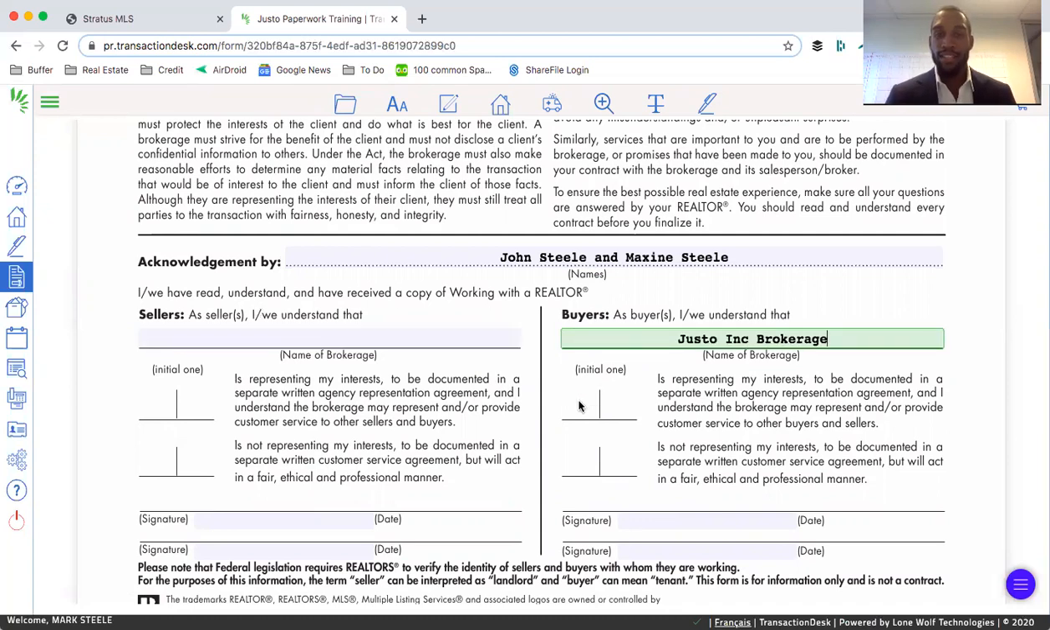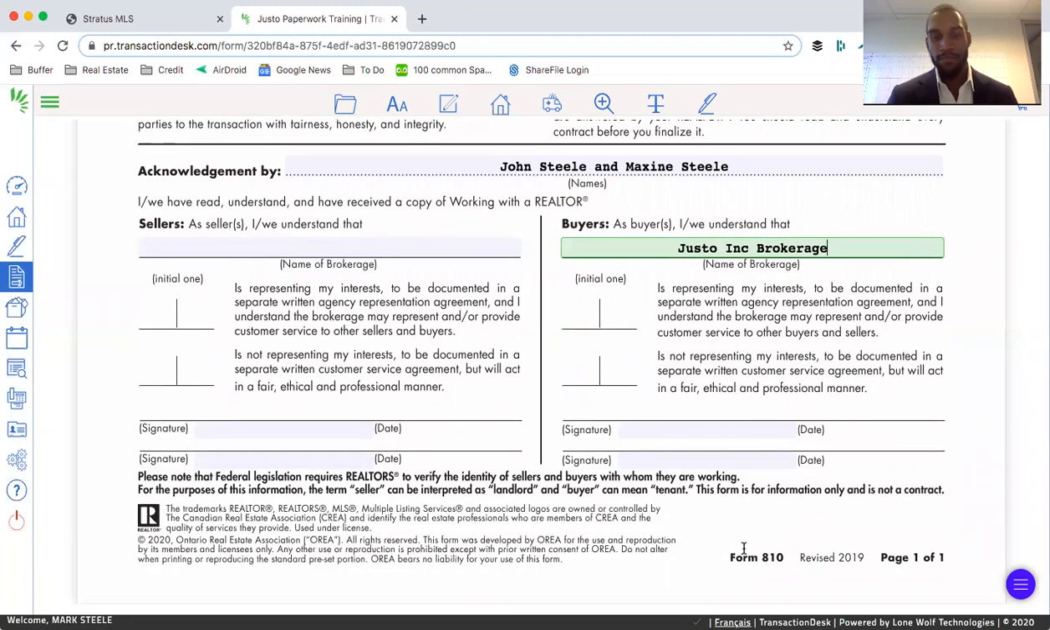And in most cases, your clients will initial only this top line here because it is Justo Inc. Brokerage is representing my interests to be documented in a separate written agency agreement. And I understand that the brokerage may represent and or provide customer service to other buyers and sellers. So as discussed, we're representing your client's interests or the buyer's interests, which are documented in a separate agreement, which is that BRA document that we just looked at, okay? But they initial here to say they understand that we're working with them. And of course, signatures and dates on these lines.